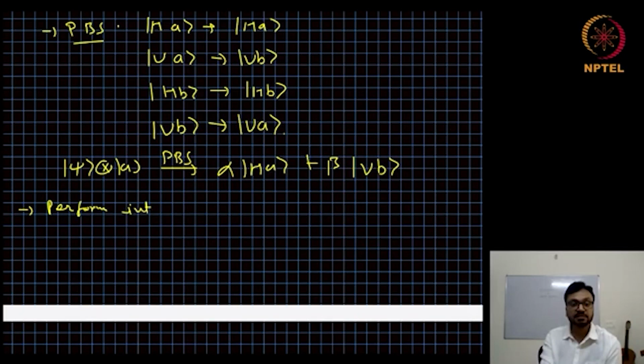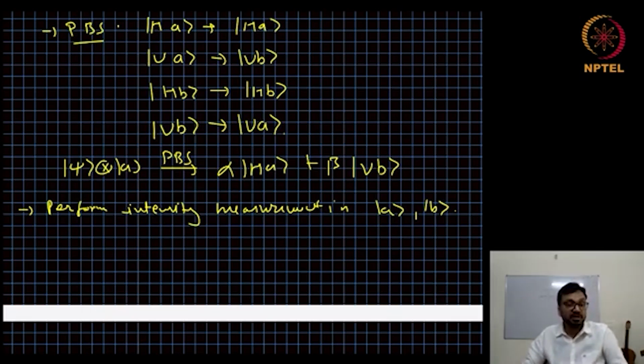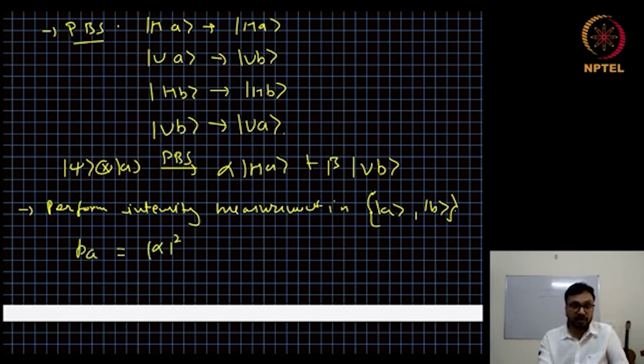After that, we perform intensity measurements in A and B. That is, we put detectors which do not discriminate between the polarization, but they just see whether the photon was in A or B. So we are performing measurement in the spatial modes. So whether the photon was in A or B, we perform that measurement, and accordingly we know that the probability of getting the photon in A is |alpha|^2, and probability of getting in B is |beta|^2, which is the same as probability of getting in H and probability of getting in V.